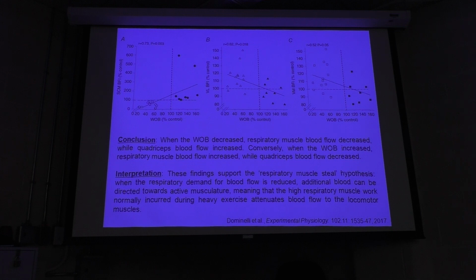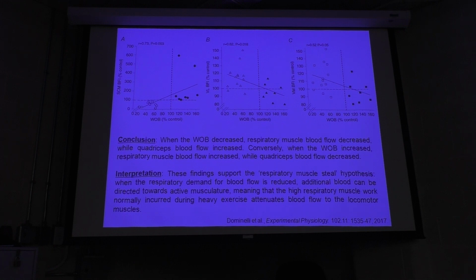I'm going to leave that with you. It'll be a good kind of study note for the exam. Okay? So the idea is that when you unload the work of breathing, the vastus lateralis and medialis get more blood, and when you increase the work of breathing, it gets less blood compared to the control condition.